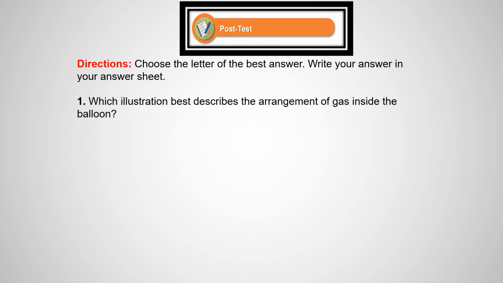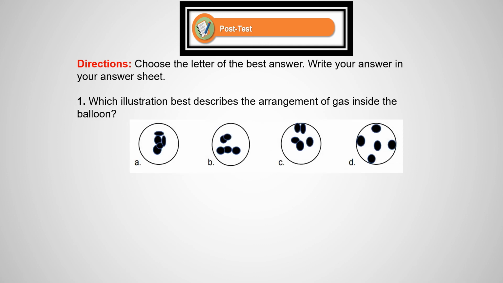Number 1. Which illustration best describes the arrangement of gas inside the balloon? A, B, C, and D.